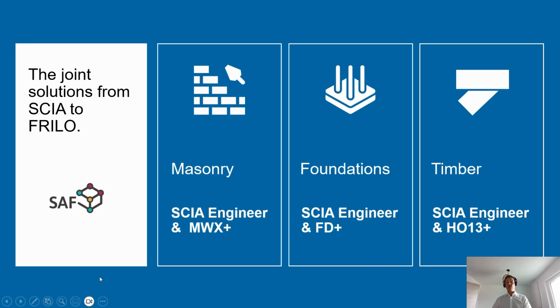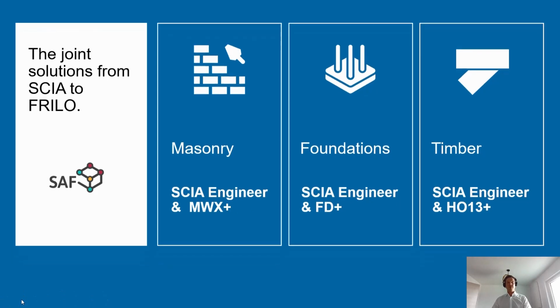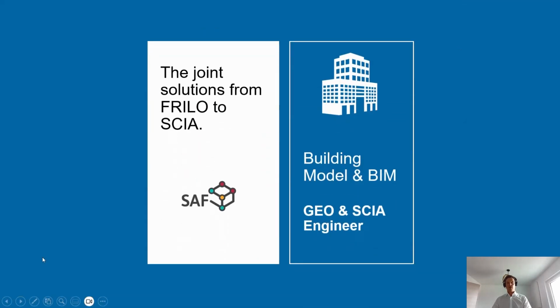Of course, we offer the foundation link, which is the topic of today. Furthermore, we have a link to calculate timber truss joints using our module HO13+. The most important link at the moment is that one between our building model and SCIA Engineer. In this way, we are able to exchange data for 3D building models in a bidirectional link.